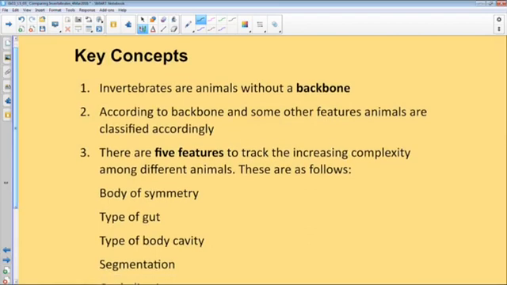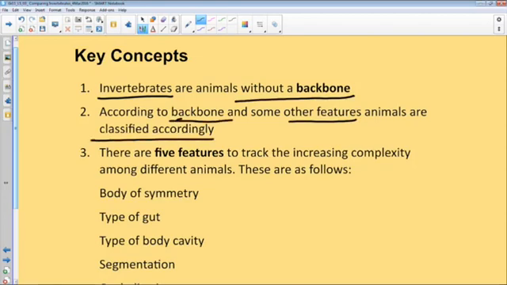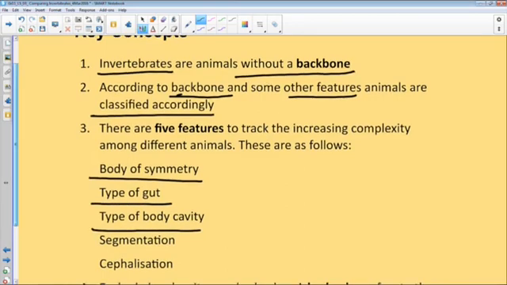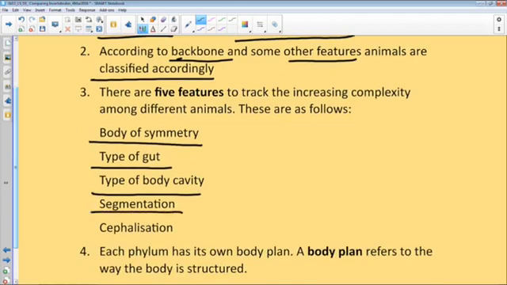So guys, very quick overview. The key concepts that we need to discuss is that we are looking at invertebrates today, and these are animals that lack a backbone. And according to their backbone and some of the key features that we've discussed already, these organisms can be classified accordingly. And the 5 characteristics that we're looking at today in the comparisons would be their symmetry, their type of gut, the cavity that they have in terms of whether they're coelomic, acoelomic, do they show segmentation, and the development of cephalization as a characteristic of specialization.